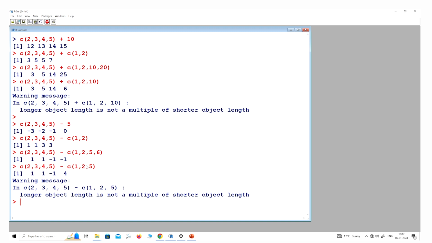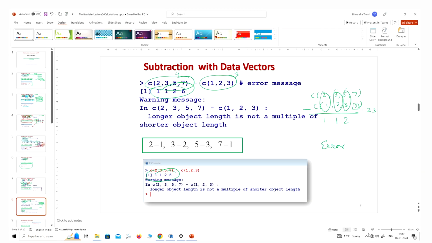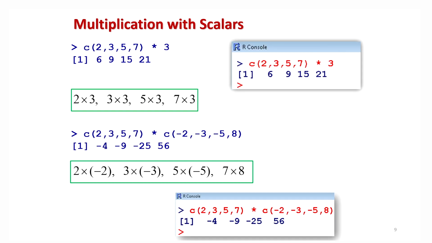So this is how you can see that whatever I explained, the exact same thing is going to work inside the R console also, right. So let me come back to our slides and give you some idea about other operations. Now the same thing will happen with multiplication and division also.